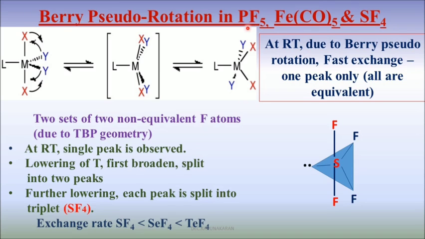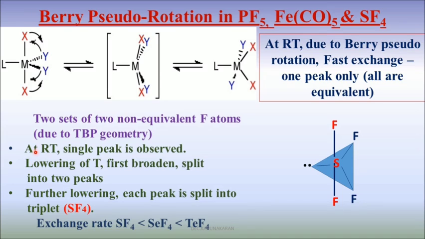For example, in PF5, fluorine 19 NMR is used to study the pseudo rotation. In this case, carbon 13 NMR is used to study the fluxional character of this molecule. Fluorine 19 NMR is again used here. The structure of SF4 is obtained from the NMR.